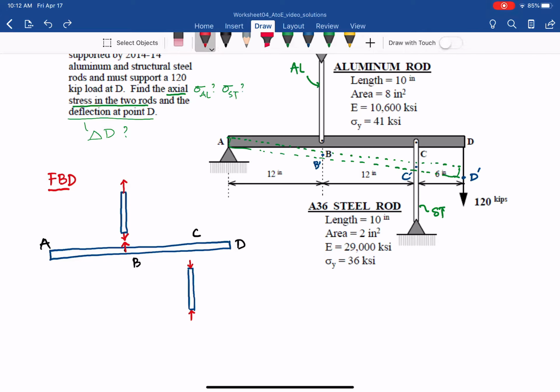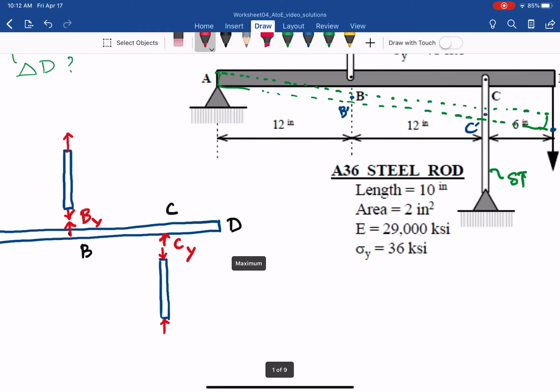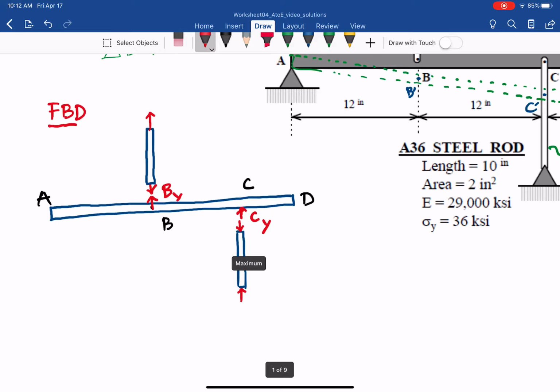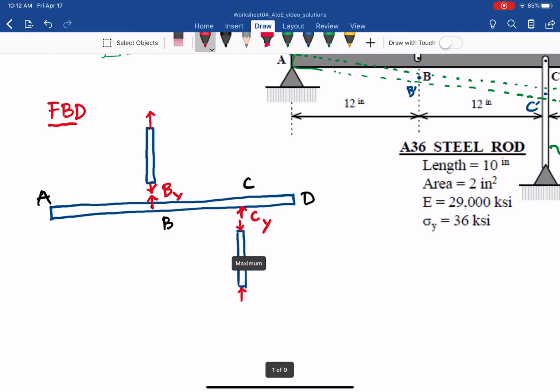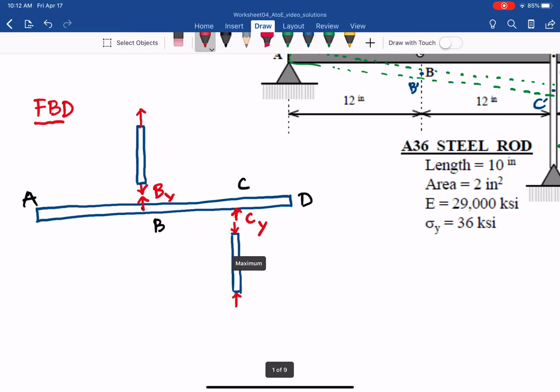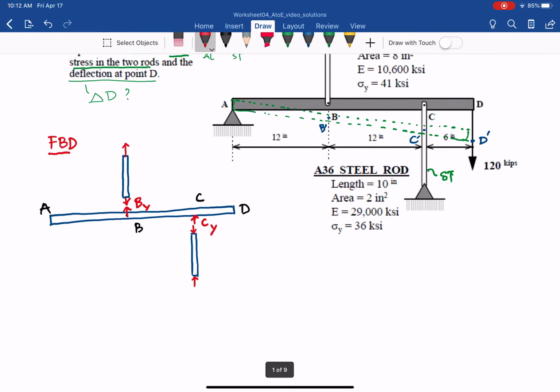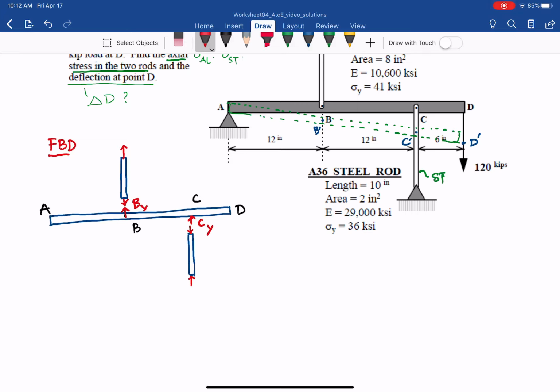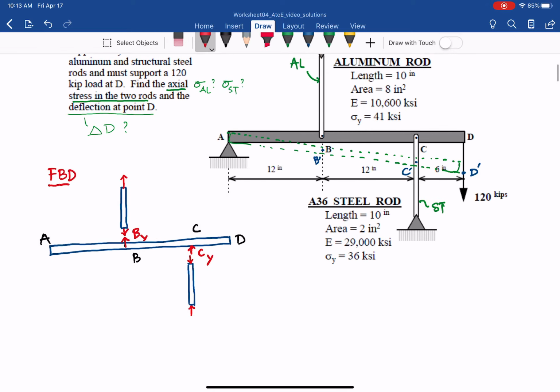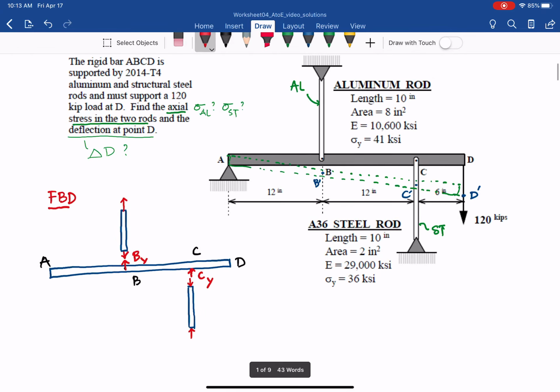So let's call that reaction, as you can see at B here, By. Similarly, we have Cy at C. Every reaction here, Cy, goes up or goes down depending on the member we are talking about. For example, Cy goes up on ABCD and goes down at joint C on the steel rod. Similar for By. And now we remove the pin A out of the rigid bar ABCD, that the problem gives us.